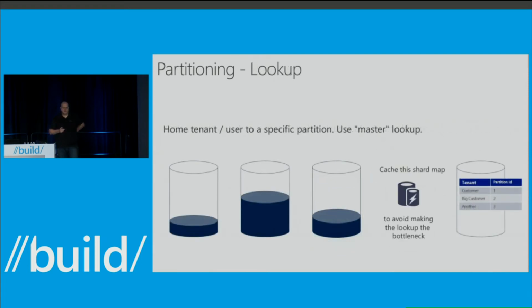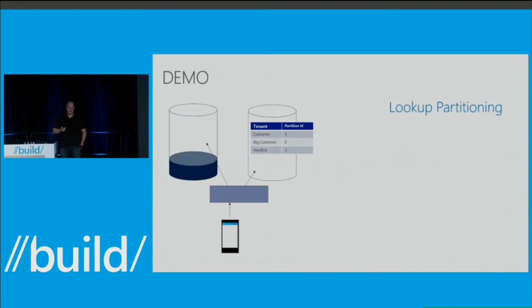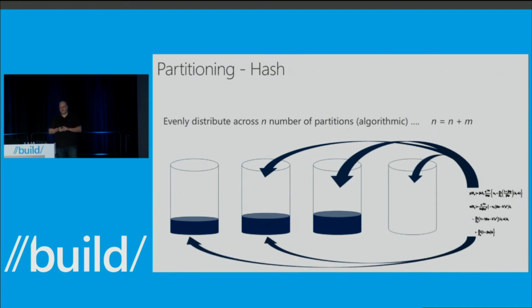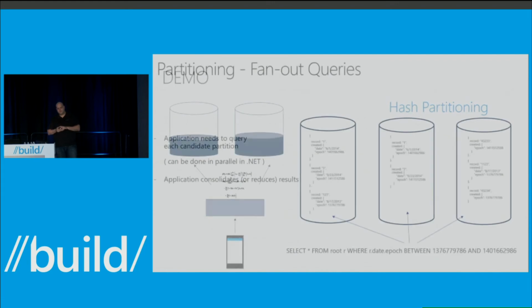Then you also have the notion of a lookup. I'm partitioning by tenant, or by region, or by vehicle VIN number, or whatever the case may be, and I have some kind of shard map that I look at. Let me skip this one because I want to show you what we've just recently announced. Partition hash says, I've got 100 collections and I'm going to evenly distribute all data across those collections. I'm going to use some kind of algorithm, and that will spread your data across those collections for you.